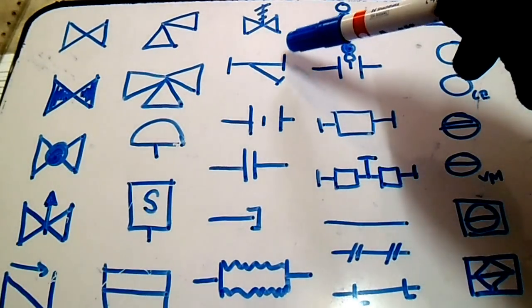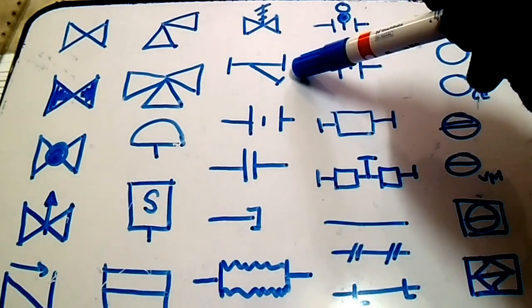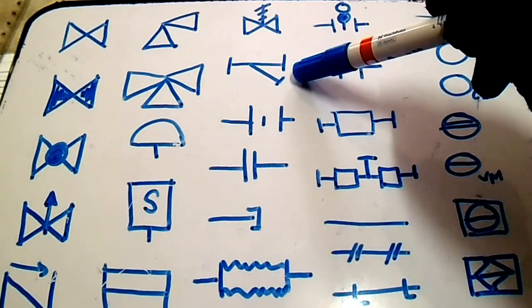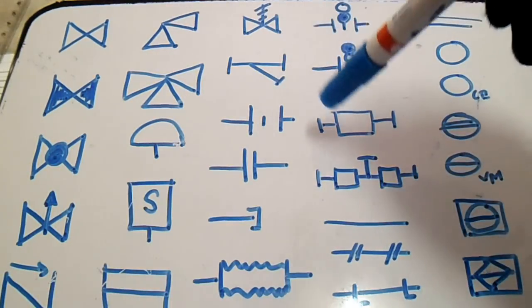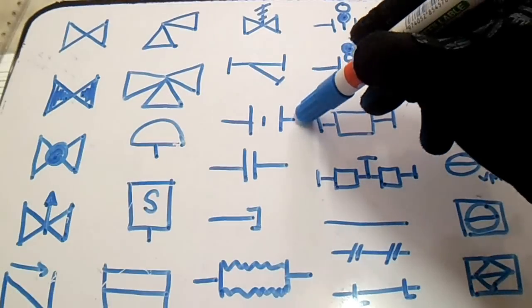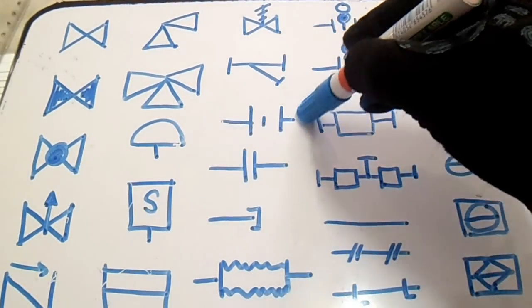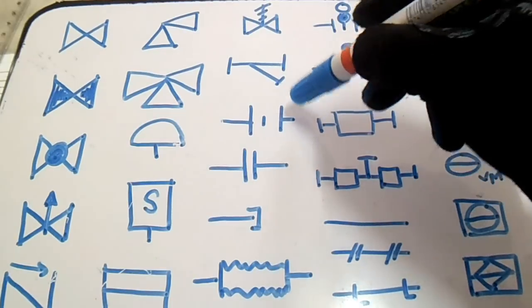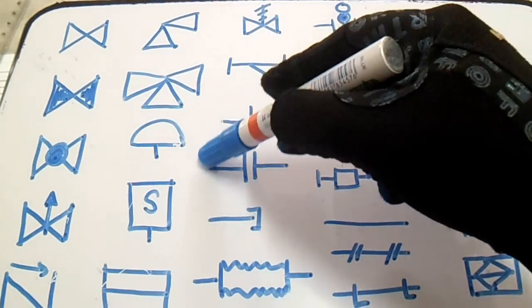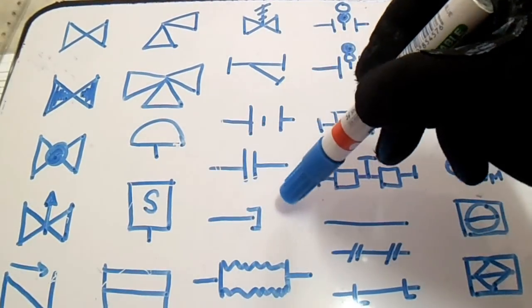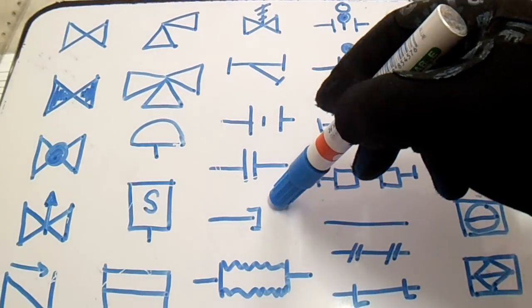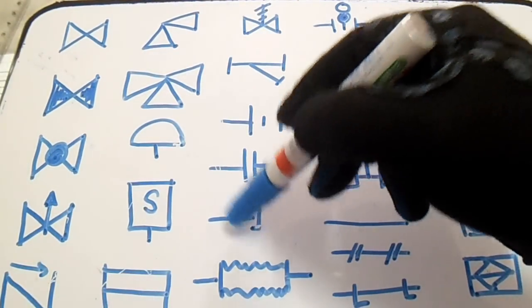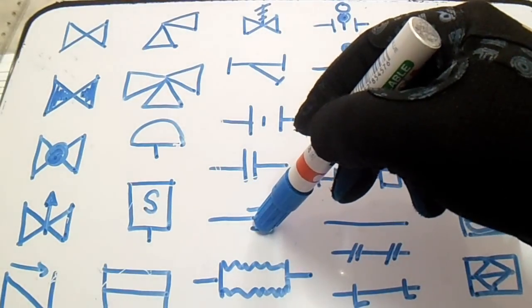And we have also, so this is a Y type strainer, and we have also an orifice. Okay, please take note. And we have flange symbols. So these are flange symbols. So this is a cap. If you can see this, this is the symbol of a cap.